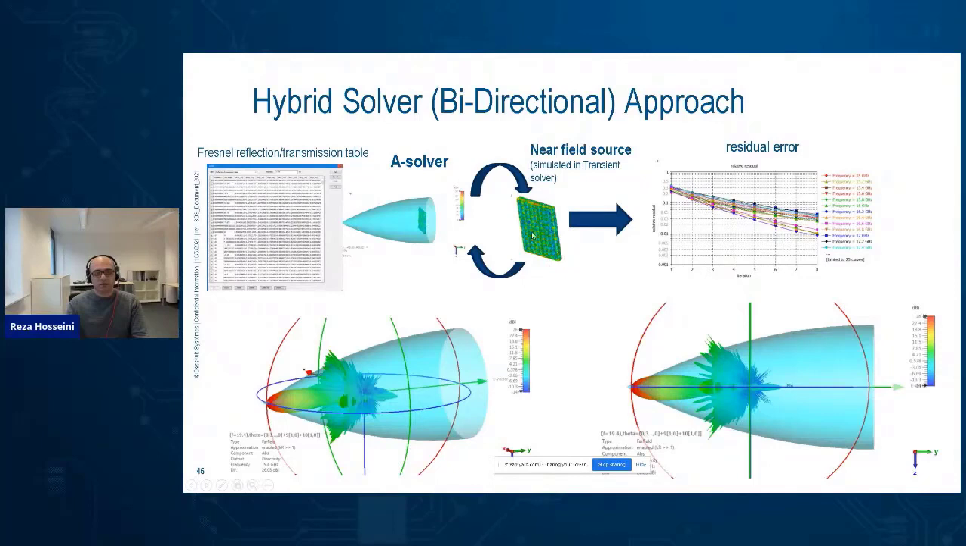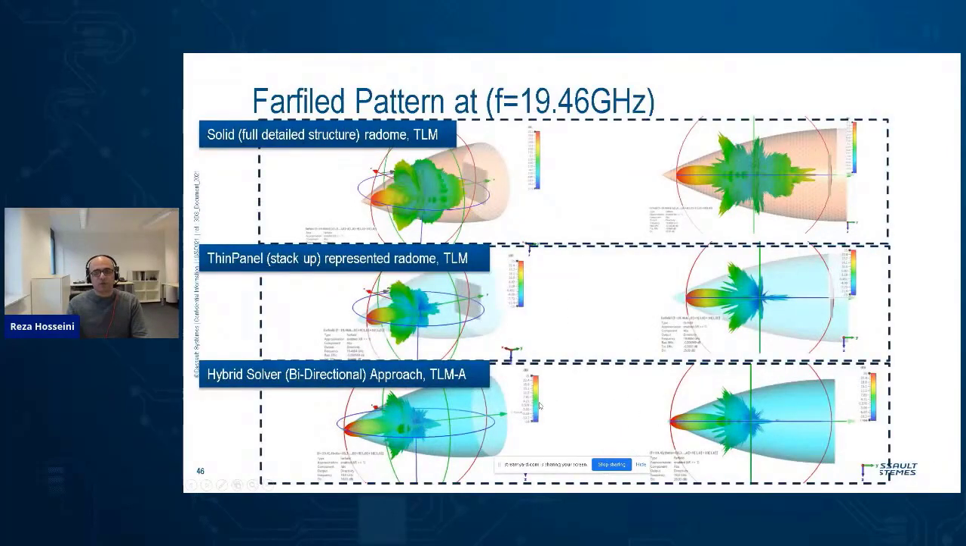Where, with the help of communication between the near field source and the asymptotic solver, and going through an iterative way, we're bringing the overall error quite down. And then we get the far field that way, and then this slide brings them all together to have a better overview.